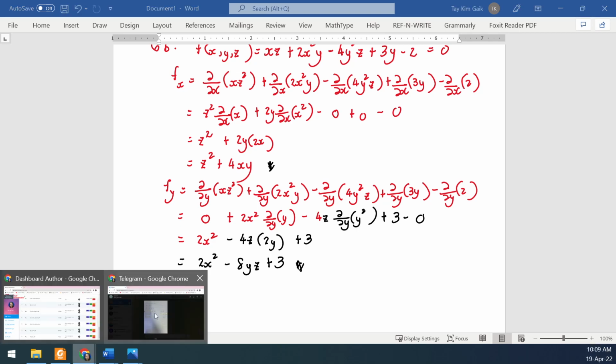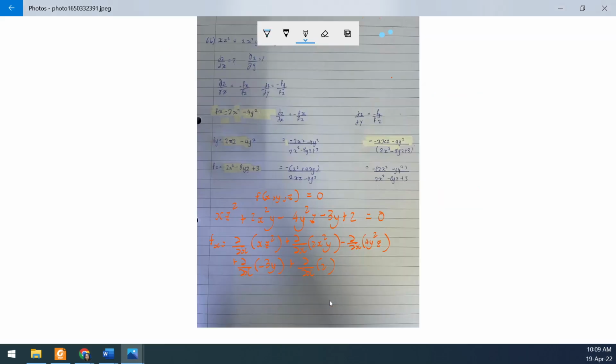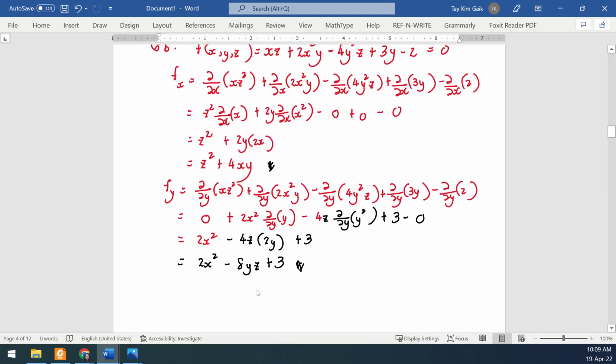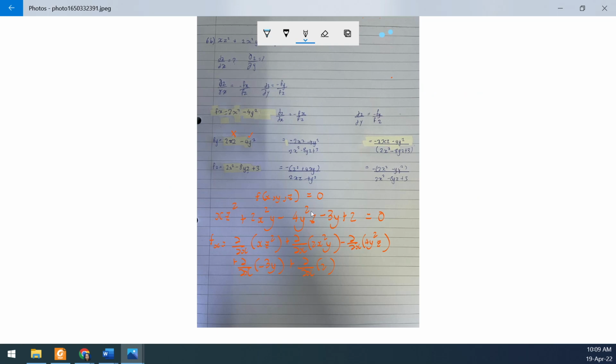Let's see your fy. Why do you get 2x squared minus 4y squared? You got only the third term correct. Only this term is correct, this one is wrong. Only one term that you got correct. ∂/∂y is also wrong. Where did you get this? ∂/∂y is 8yz. None of the terms are correct. Wrong.